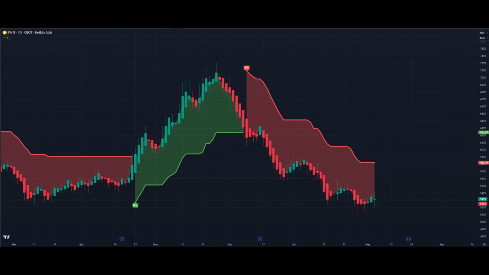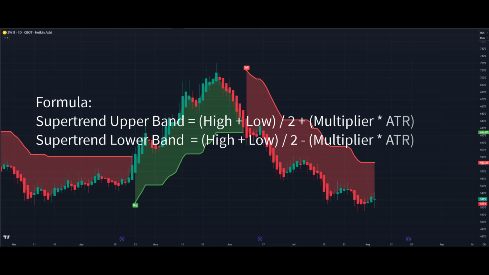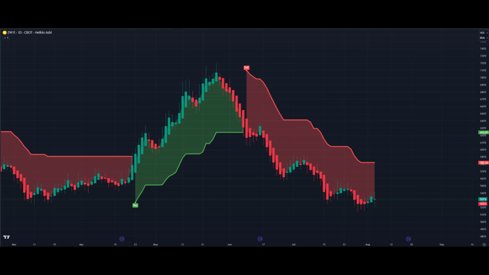This is what the formula looks like. Pretty simple. That's if you're interested in maybe programming it into your own world or just getting a feel of how it works. Like I said, very straightforward. Supertrend upper band is just the high plus the low divided by 2 plus the multiplier times the ATR. The Supertrend lower band is the high plus low divided by 2 minus the multiplier times the ATR. It's as simple as that. And when the price is above the Supertrend line, the indicator suggests an uptrend. Conversely, when the price is below the Supertrend line, it indicates a downtrend.